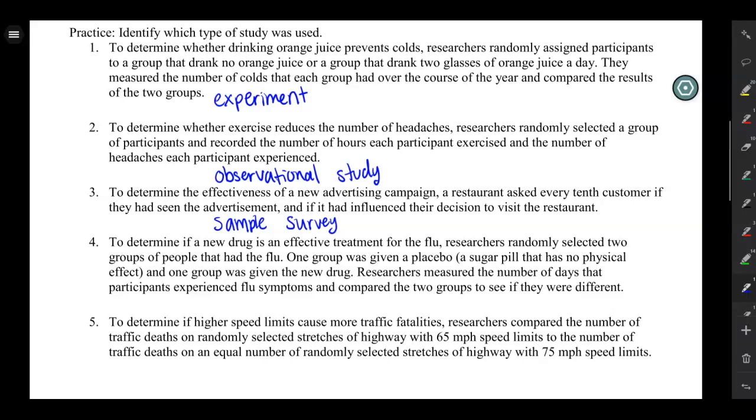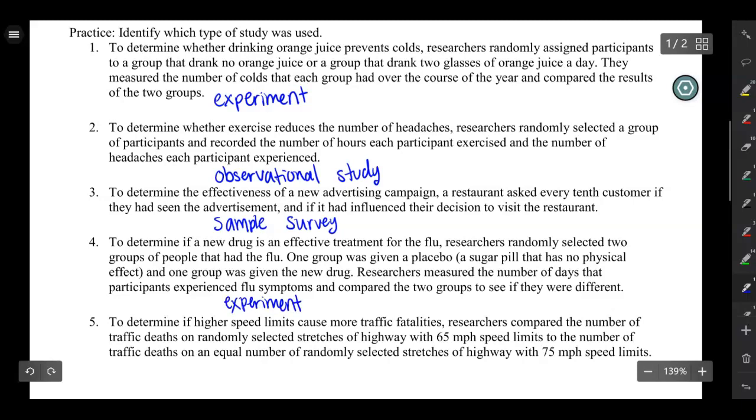All right, example 4. To determine if a new drug is an effective treatment for the flu, researchers randomly selected 2 groups of people that had the flu. One group was given a placebo, which is like a sugar pill that has no physical effect, and one group was given the new drug. Researchers measured the number of days that participants experienced flu symptoms and compared the 2 groups to see if they were different. This is going to be an experiment.